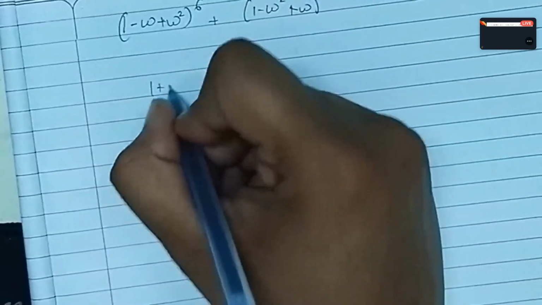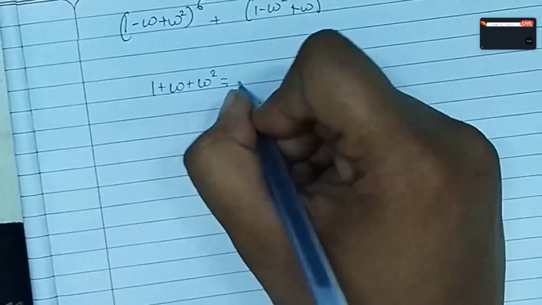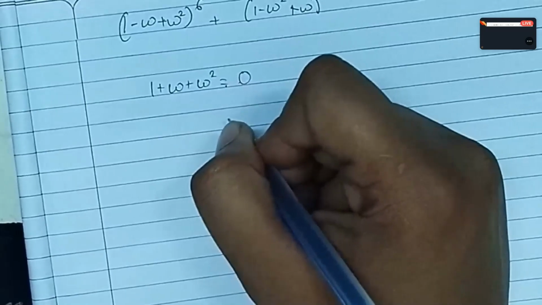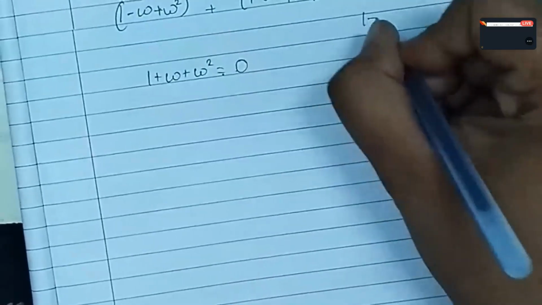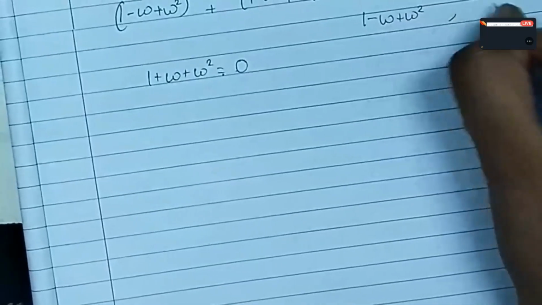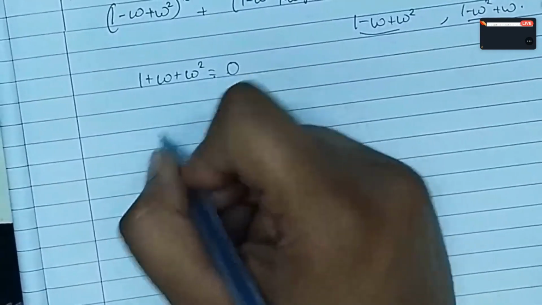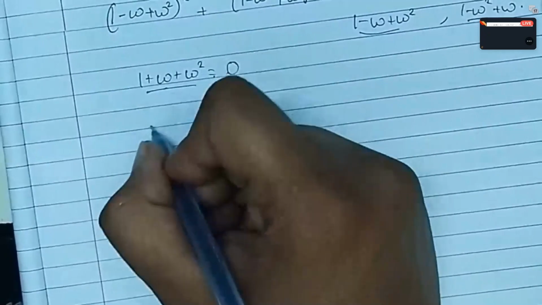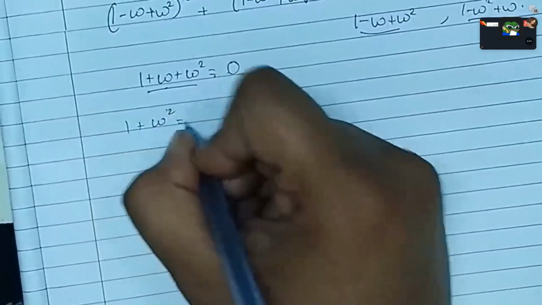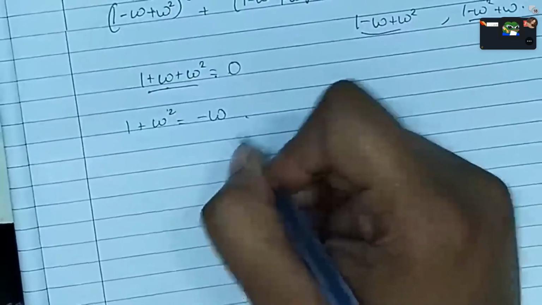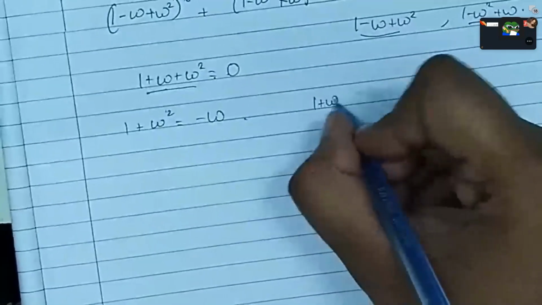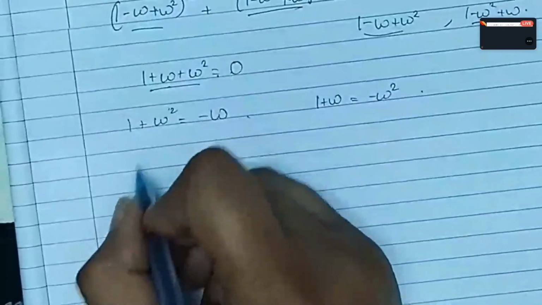Now we know that 1 plus omega plus omega square is equal to 0, right? But we need to find 1 minus omega plus omega square and 1 minus omega square plus omega. These are the two terms we need to find. From this equation, we can find that 1 plus omega square can be written as minus omega, and 1 plus omega can be written as minus omega square. So we substitute that.